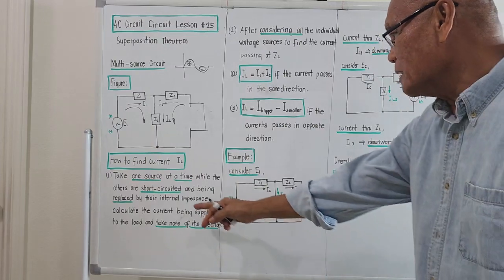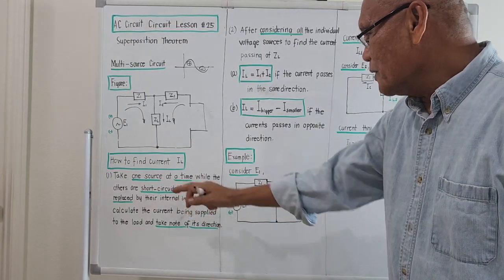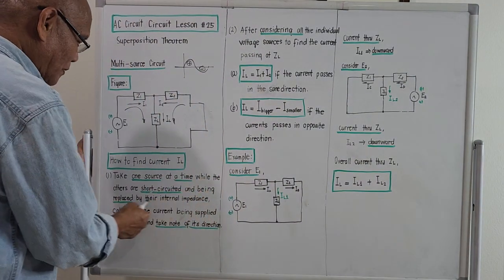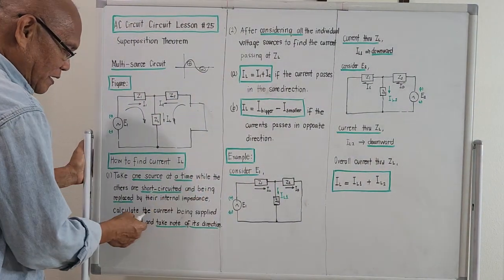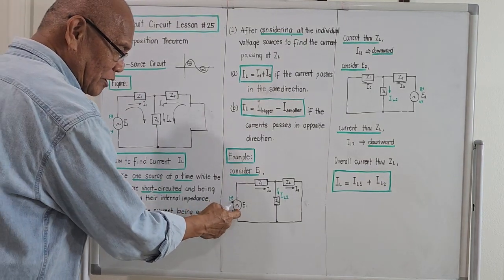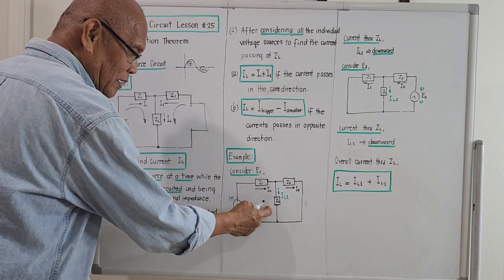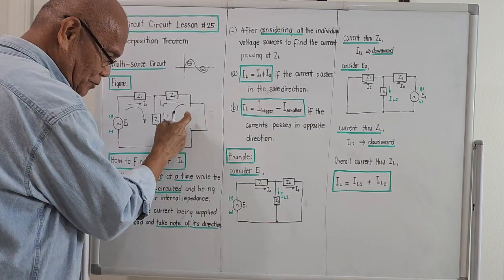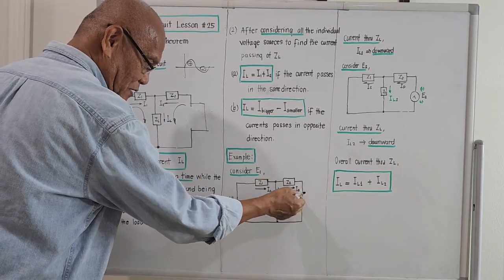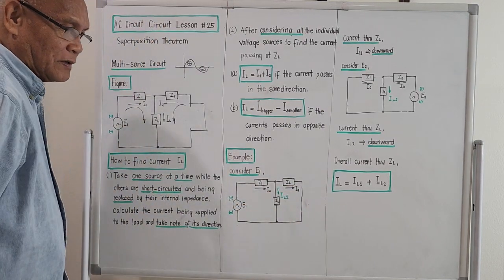Okay? That is the meaning of the so-called others being short-circuited and replaced by their internal impedance. Meaning, in the calculation of the current due to E1 through ZL, if there is an internal impedance for generator number 2, place it here. If there is nothing, nothing will be placed over here.